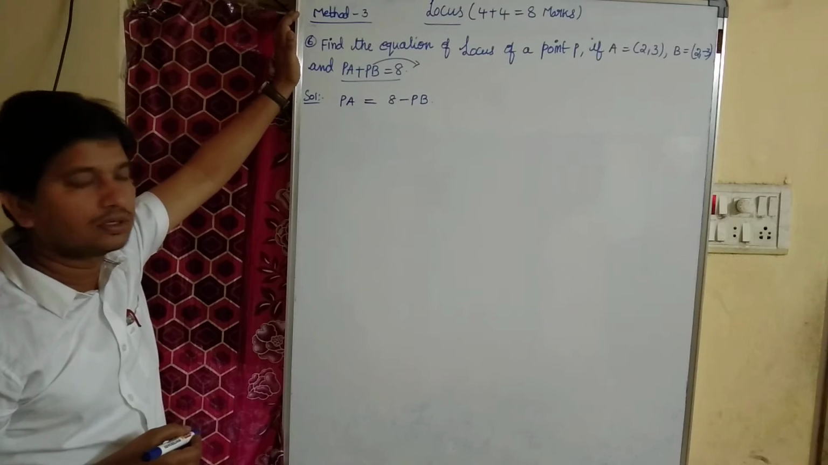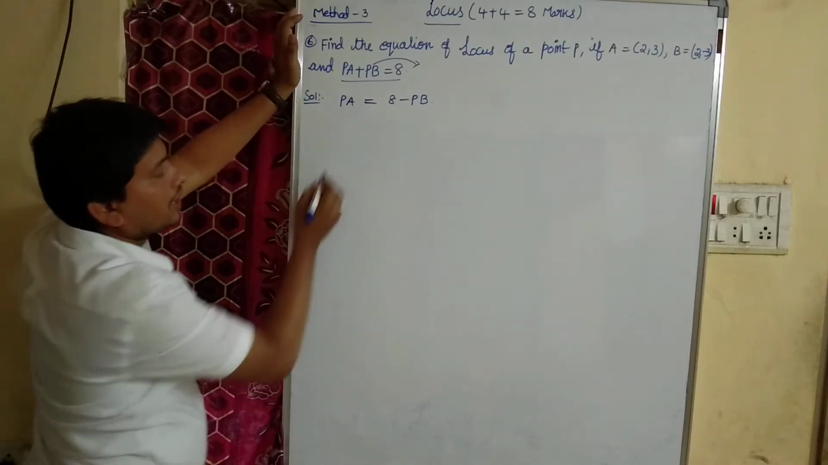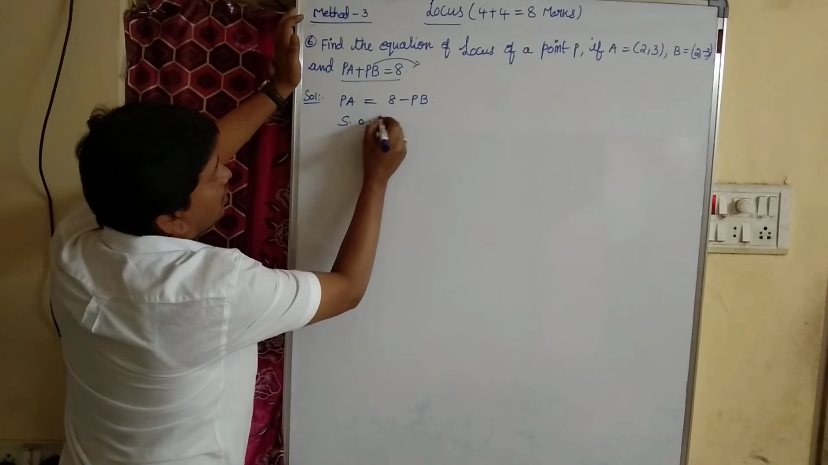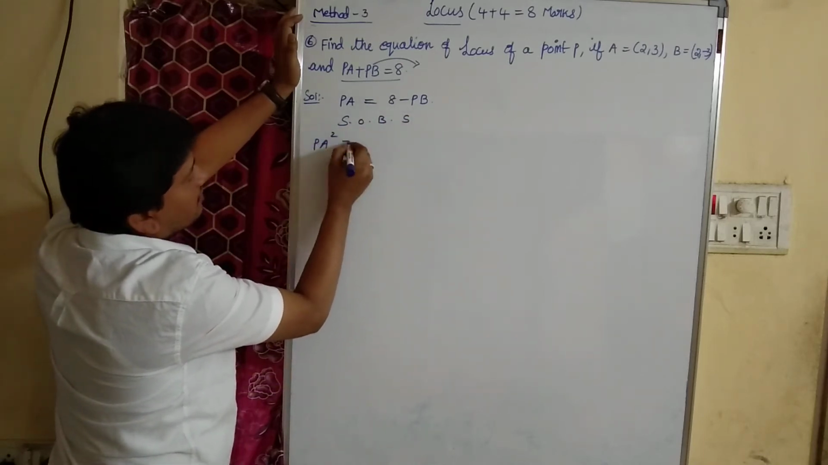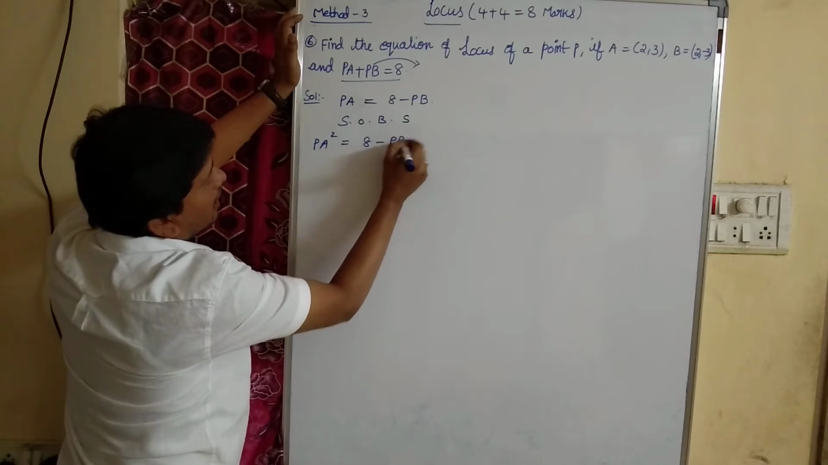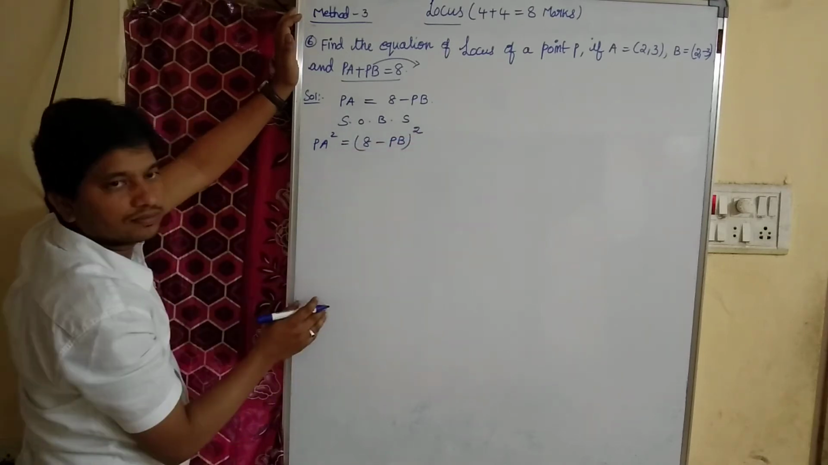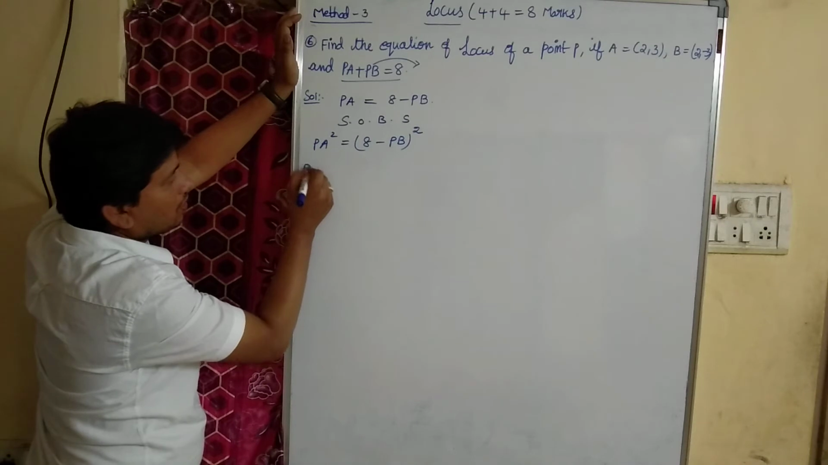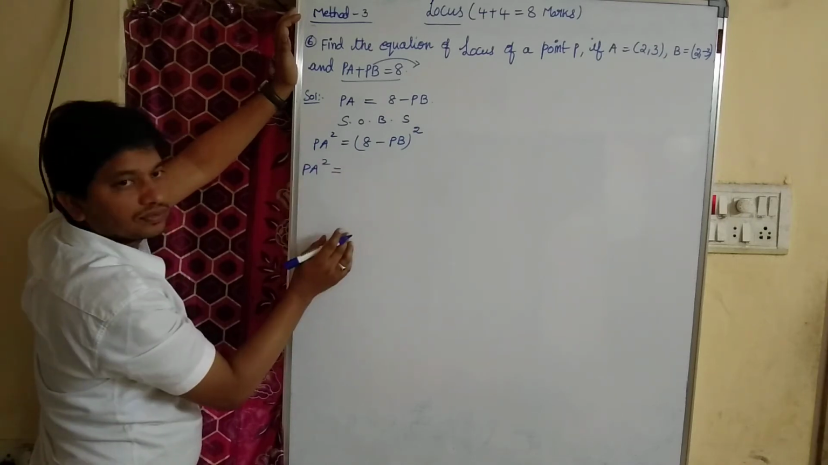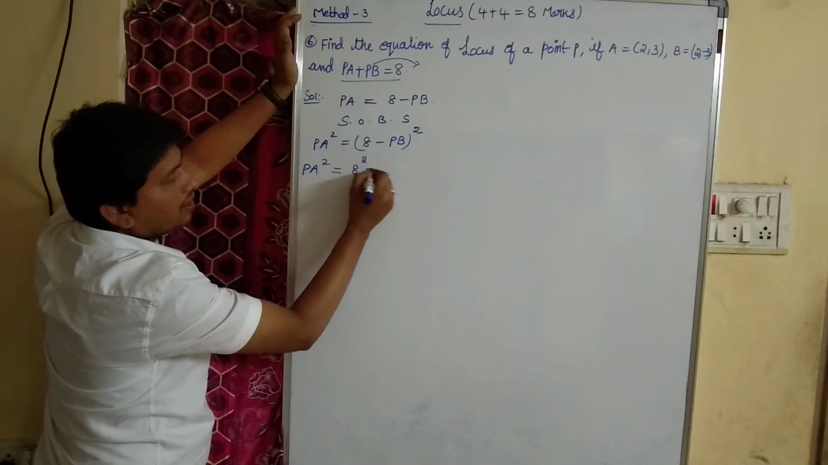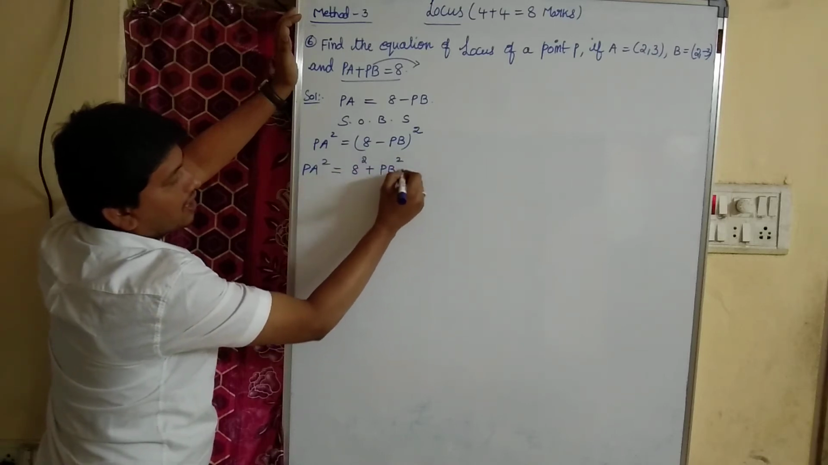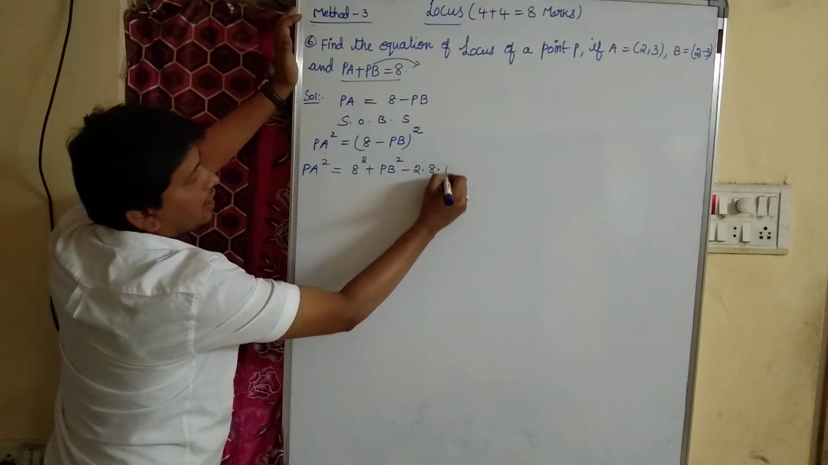Okay children? Now what you do? Let us do squaring on both sides. So this will become PA square equal to 8 minus PB whole square. So PA square equal to, now which is in the form of A minus B whole square, A square plus B square minus 2 into A into B.